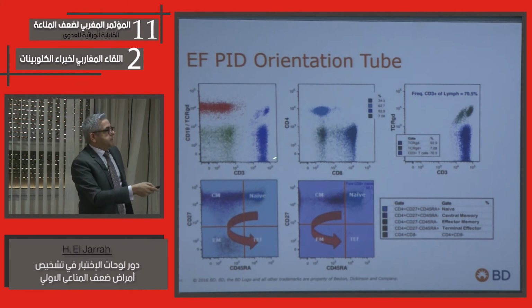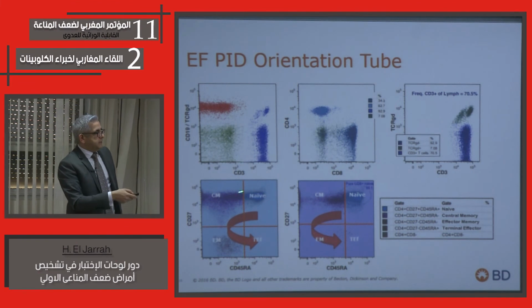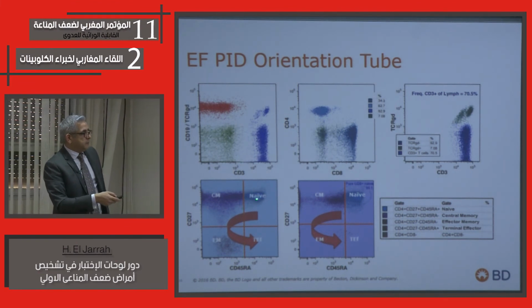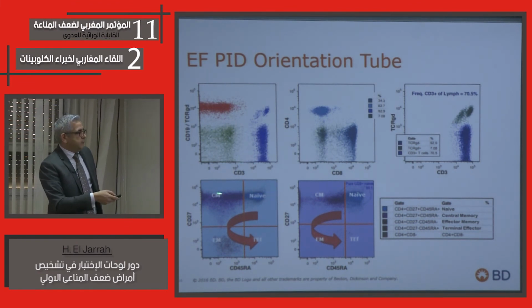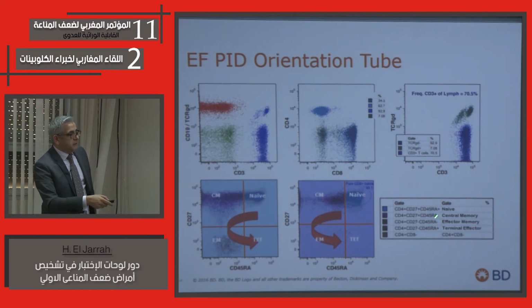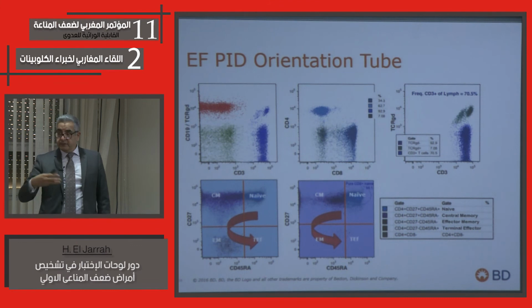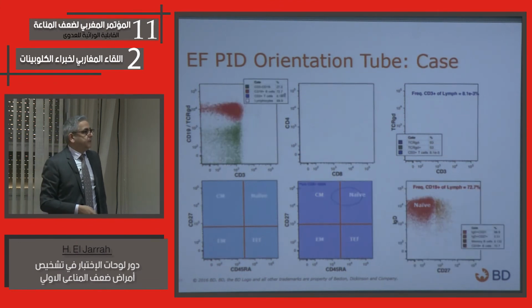And yes, if you take the CD3s, looking at the CD4 compartment, you will see that we have 1, 2, 3, 4 populations, and the same for the CD8. So where you have the naive, central memory, effector and terminal effector, and these are the profiles of the different subpopulations that we have identified.